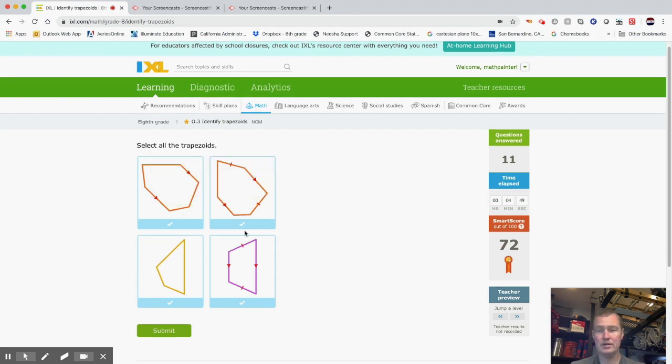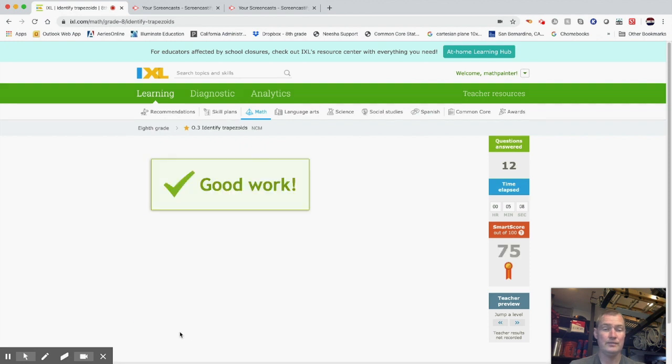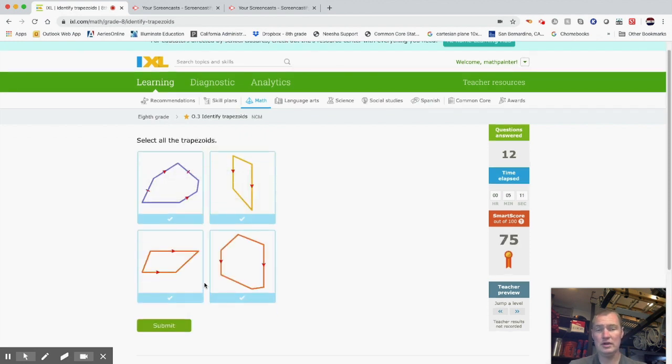Select all the trapezoids. Be careful in this one. This is more than four sides. So top left is out. And select all the trapezoids here. More than four sides. Here, more than four sides. Looks like the bottom right is the only one with four sides, and left and right are parallel. All right, looks like two more to go.